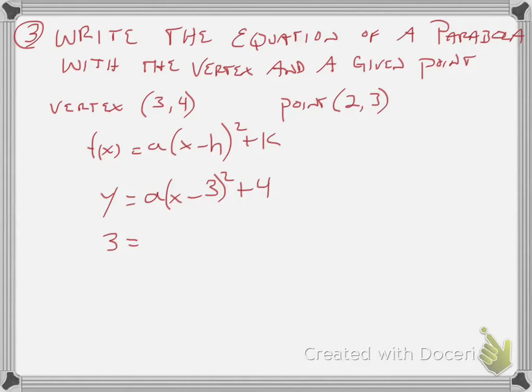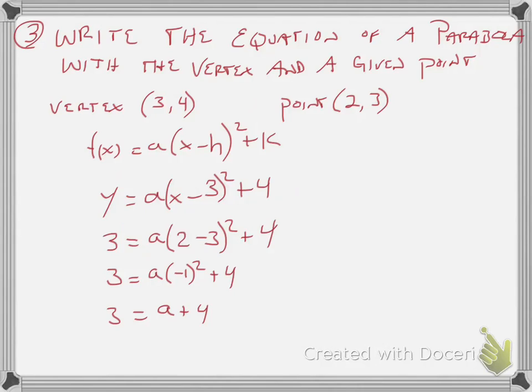So my y is 3. I don't know my a yet. My x is 2. And now you notice there's only one variable missing, which is the a. So now I'm able to solve for that missing variable. And I have 2 minus 3 is -1. -1 squared becomes +1. And when I subtract 4, I get a is equal to -1.